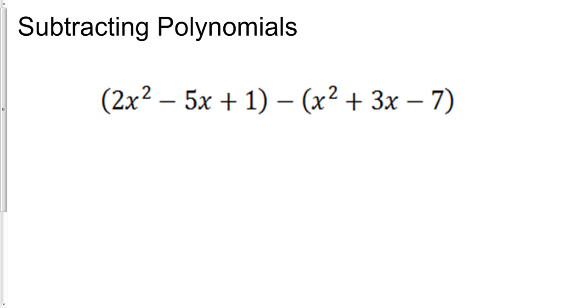Let's look at what happens when we subtract. So now we have the subtraction sign in between the two. And here, before we can do anything else, what this subtraction sign does is it changes the signs of all of the terms following it.